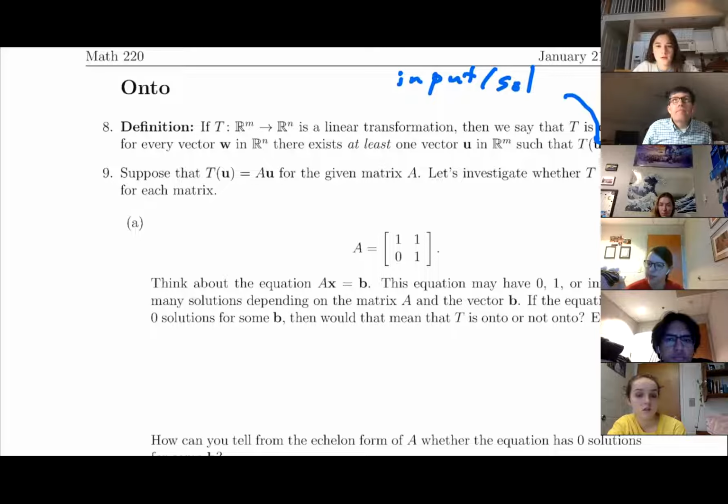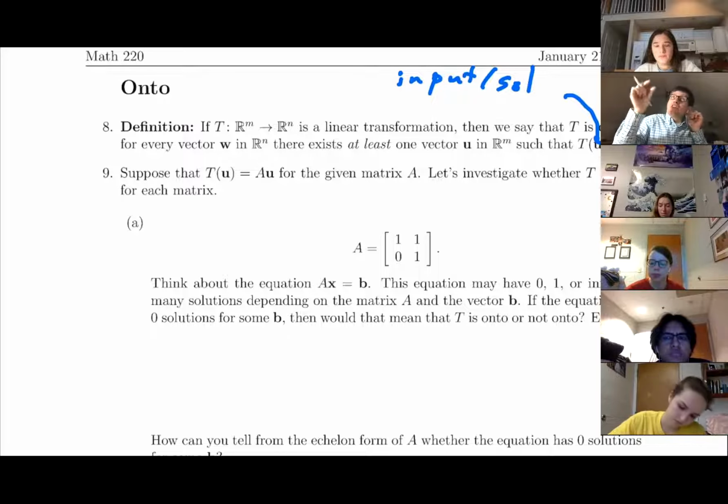So if all the solutions equal 0, or they're just no solutions? If there is one output for which there are no solutions, all we're looking for is one output where there's no solutions. Would that even be a linear transformation? That's a good question. It still could be a linear transformation. But the question is, is that particular output hit or not, right? That's sort of the question.